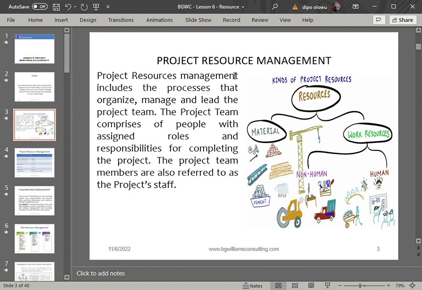So in project resource management, as you can see, we have three categories of resources. We have the material resources, we have the human resources, and we have the non-human resources. The non-human resources, in some materials or textbooks, you will see as physical resources. But take note, there is a difference between physical resources, or what we refer to as equipment, and materials. Materials are what you can see: the cement, the paper, the sand.